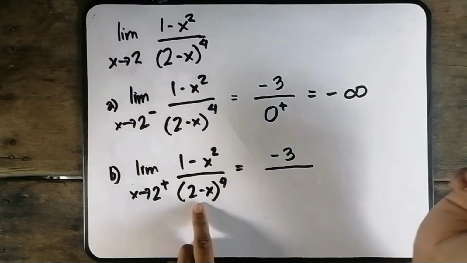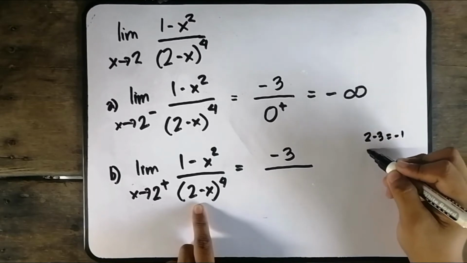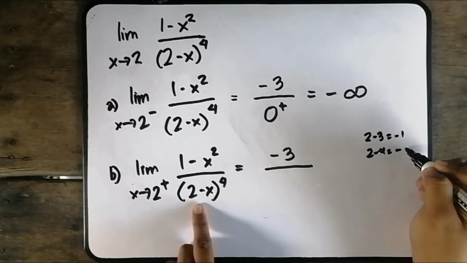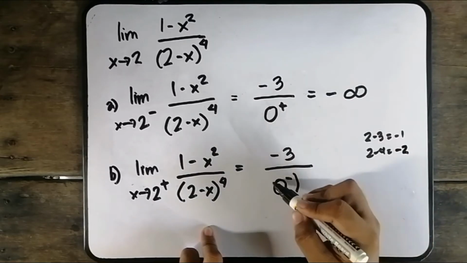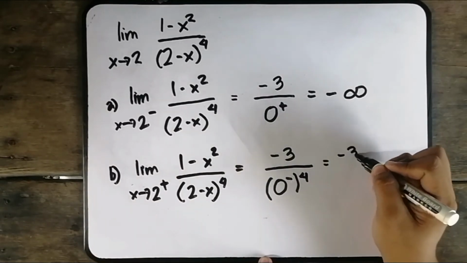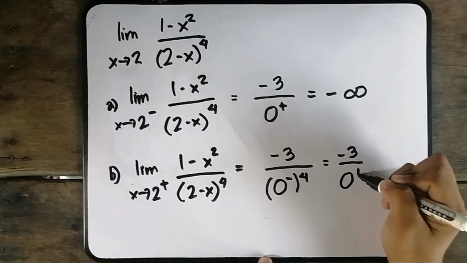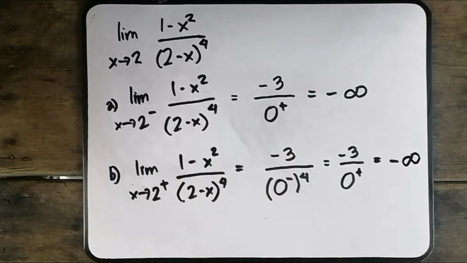On the other hand, kapag ito naman yung gagamitin natin, so we have negative 3 sa taas over, kapag tinignan nyo ito, saan ba siya dadaan? 2 minus 3 is negative 1. 2 minus 4 is negative 2. So we have 0 negative. However, pag ni-raise natin yan to 4, magiging positive pa rin siya. So negative 3 over 0 positive, kaya negative infinity.